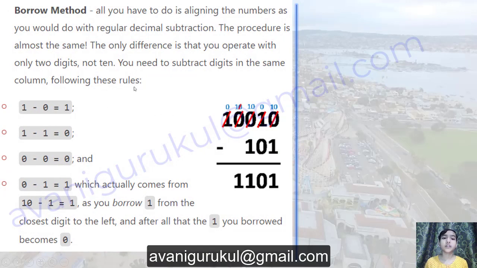Borrow method. All you have to do is align the numbers as you would do with regular decimal subtraction. The procedure is almost the same. The only difference is that you operate with only 2 digits, not 10. You need to subtract digits in the same columns following these rules. Here 1 minus 0 is 1, 1 minus 1 is 0, 0 minus 0 is 0, and 0 minus 1 is 1, which actually comes from 10 minus 1 equals 1, as you borrow 1 from the closest digit to the left, and after all that the 1 you borrowed becomes 0.